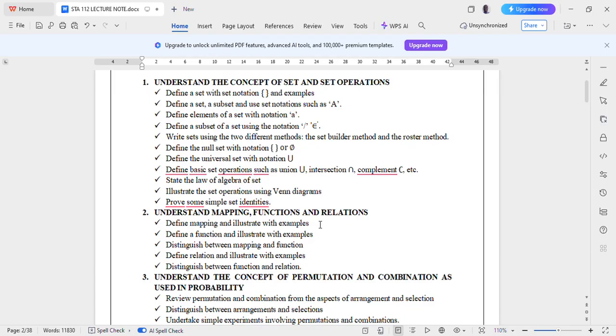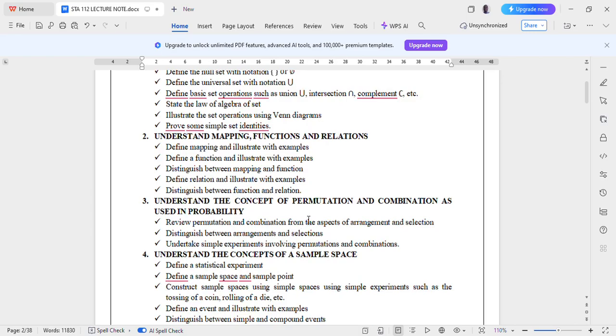Module 2 talks about understanding mapping, function, and relation. So here we talk about mapping, functions, and relations, and we distinguish between functions and relations, and the relationship between functions and relations with various examples.